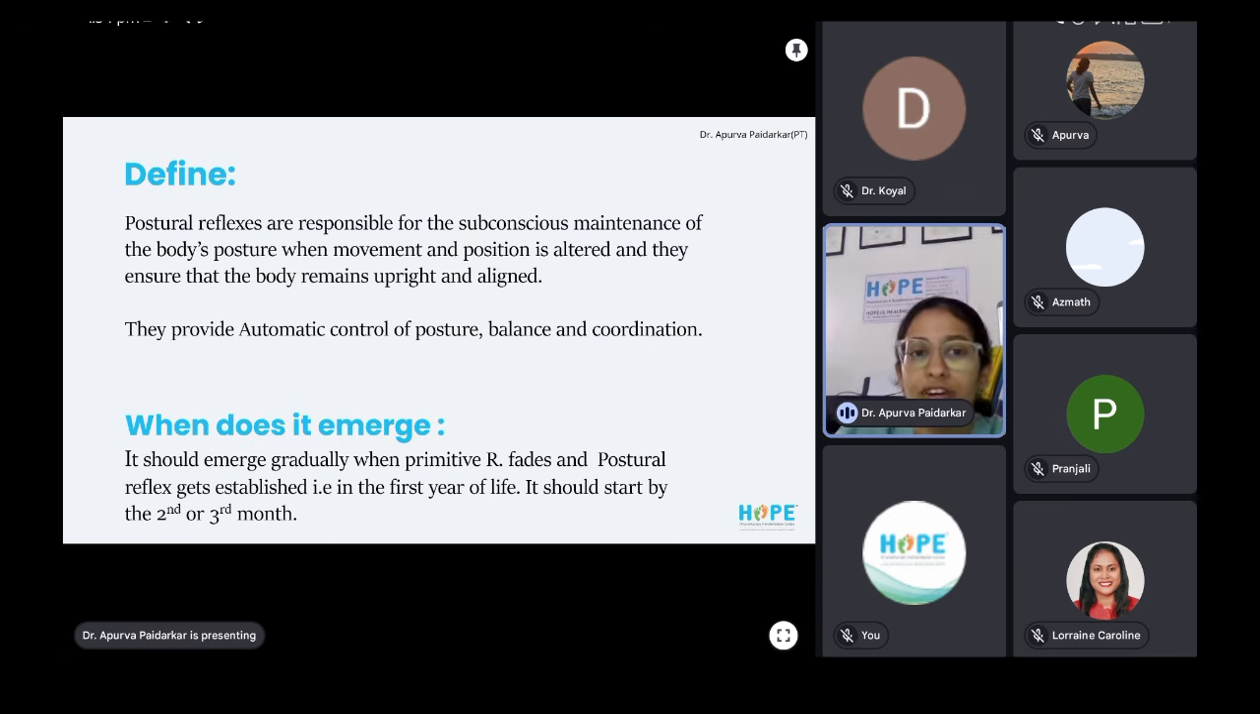Define. So, postural reflexes are responsible for the subconscious maintenance of the body's posture when movement and position are altered, and they ensure that the body remains upright and aligned. They provide automatic control of posture, balance, and coordination. So, when does it emerge? It should emerge gradually when the primitive reflexes fade and the postural reflexes get established, that is in the first year of life, and it should start by the second or third month.